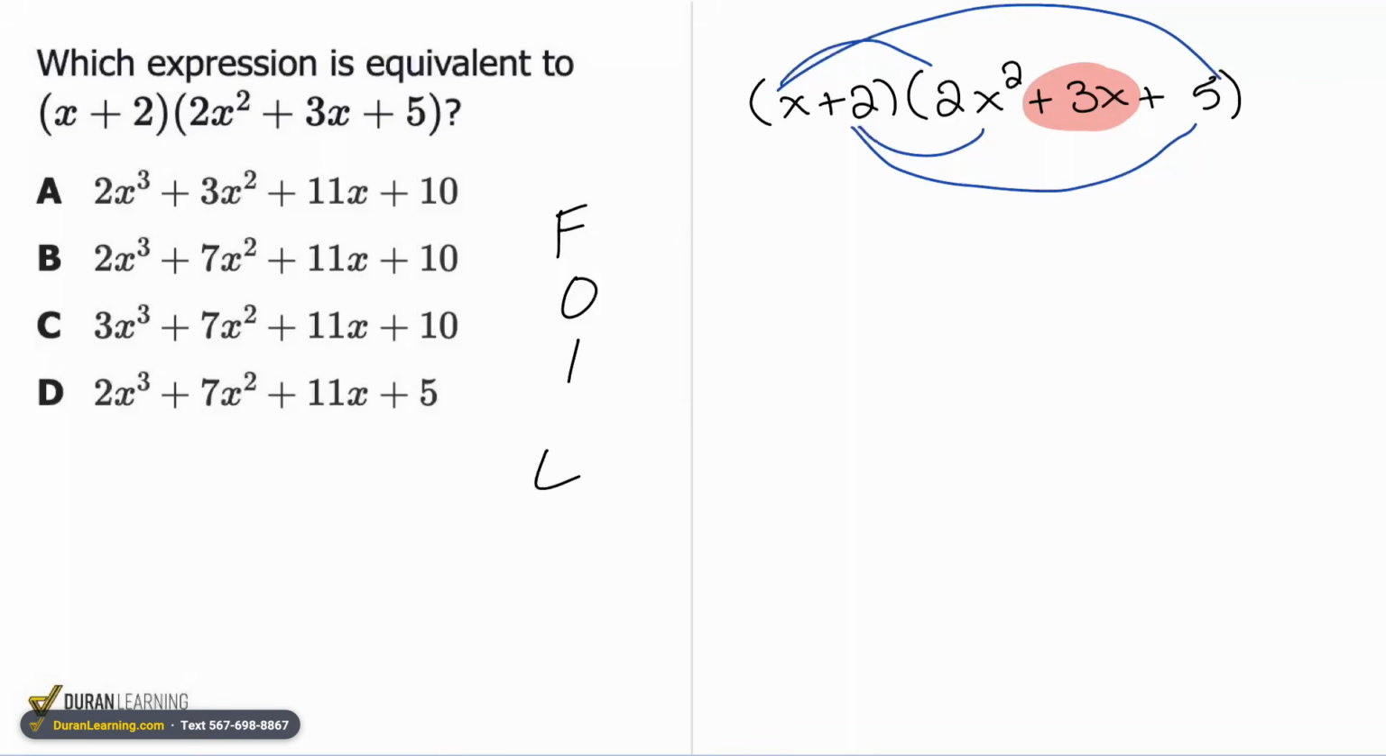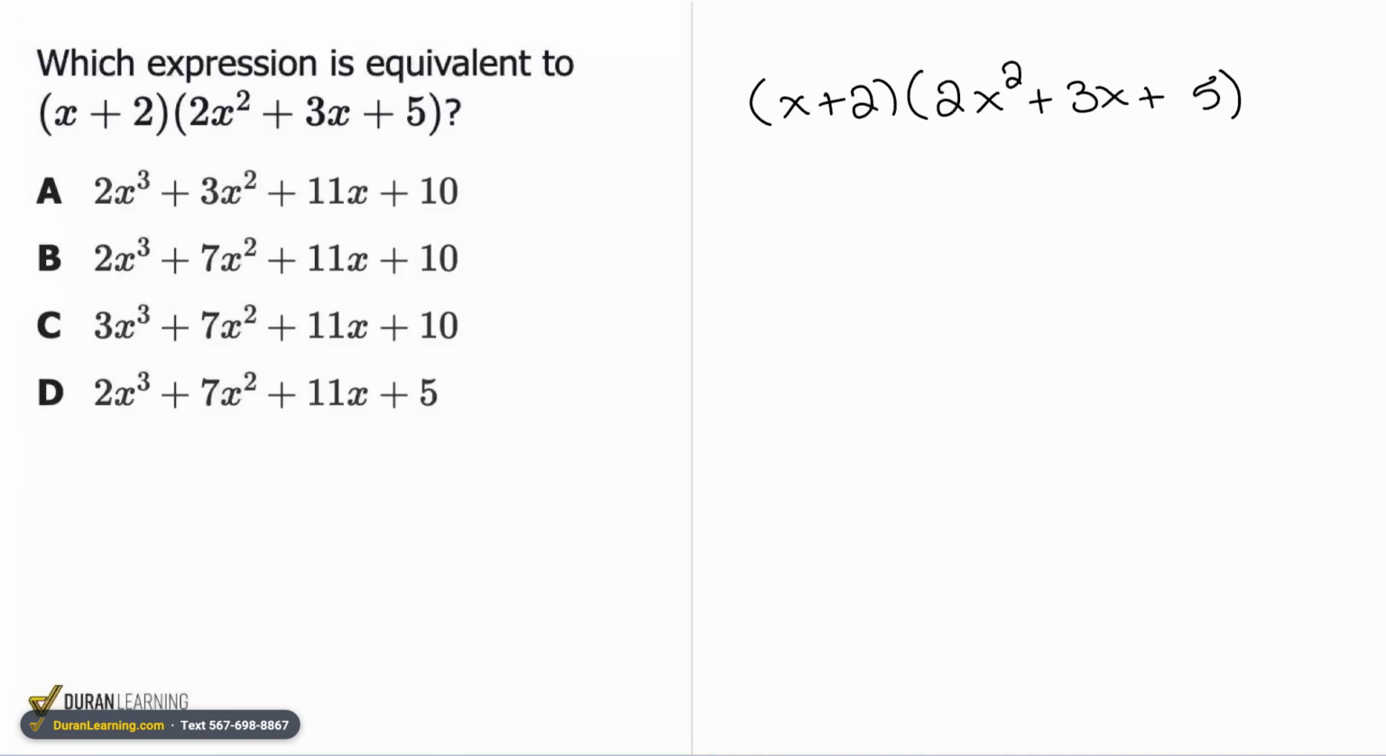The correct principle is make sure everything from one parentheses multiplies with everything from the other. One more time, everybody. Make sure that everything from one parentheses multiplies with everything from the other. Let me show you how graceful it is. So we'll do everything from one to the other. So x times 2x squared, that'll be 2x cubed, because we just have x squared and x cubed.